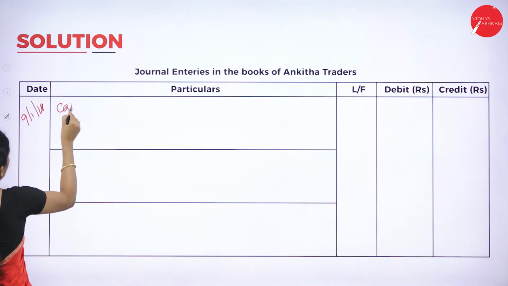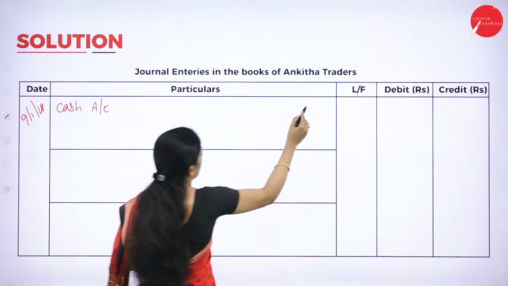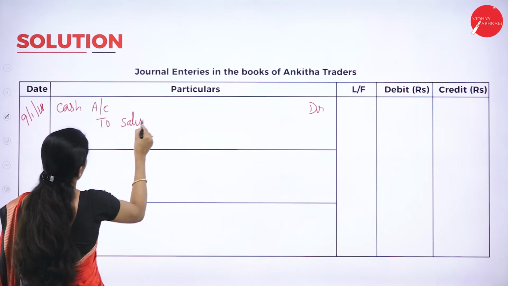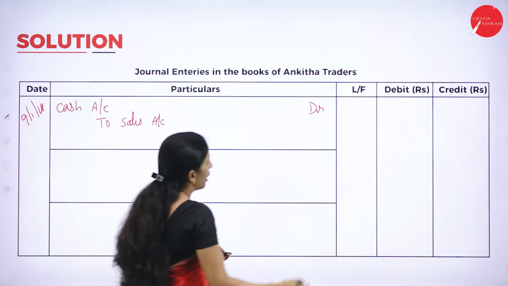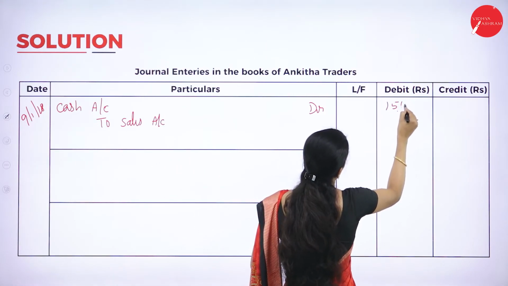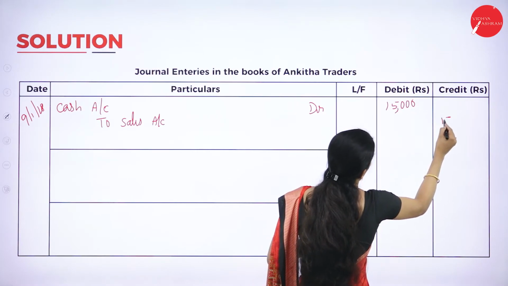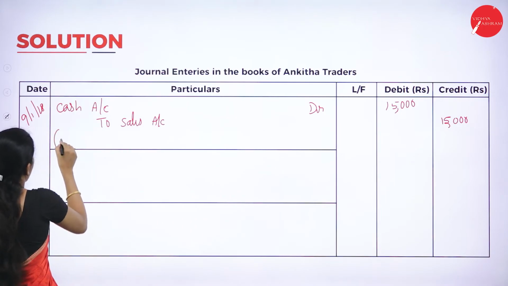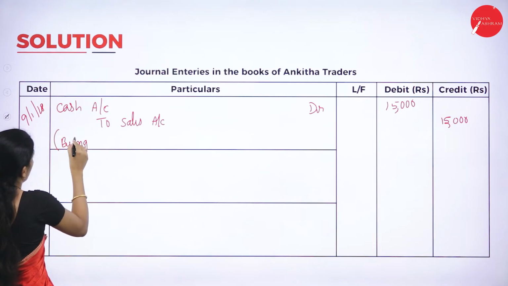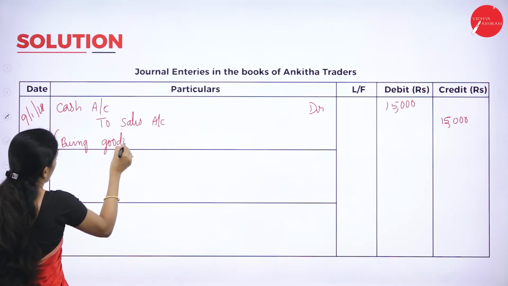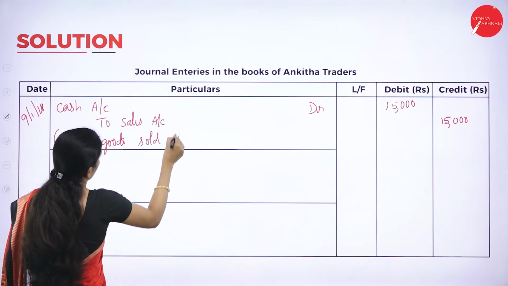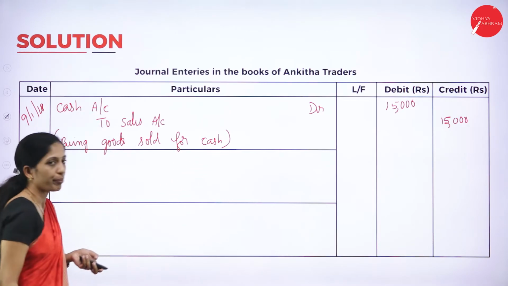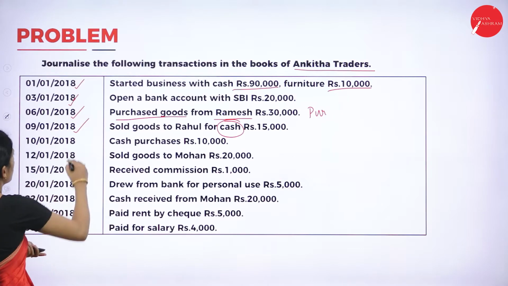9/1/2018, cash account debit to sales account. So what is the amount? 15,000. 15,000 in the debit side and 15,000 in the credit side. So write the narration: being goods sold for cash. Close the bracket. Next one, after 9th, 10th one.